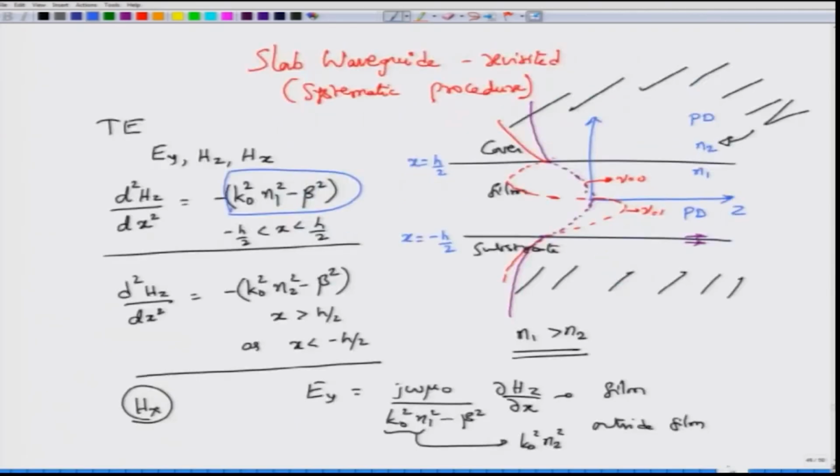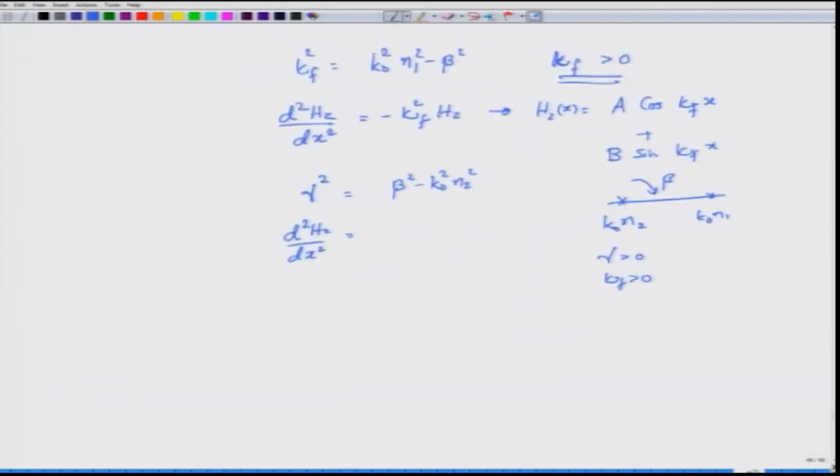So, this is outside the film that I am considering. Outside the film this will be positive now, and what you will have is gamma square. The solution here was gamma square being positive and kappa square being positive. So, this would be gamma square Hz for x greater than h by 2 and for x less than h by 2. Now, here is an interesting thing.